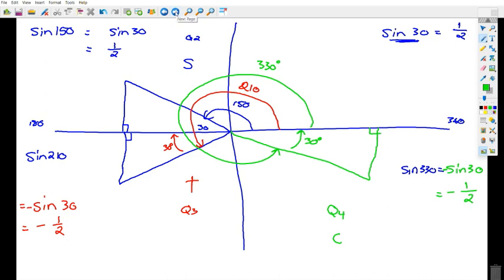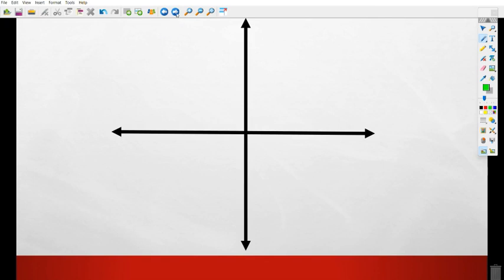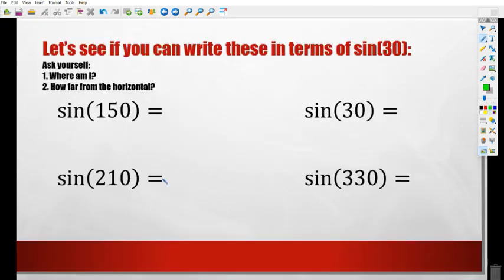I'm not going to do cos, because I think you guys are smart enough to do it. What I want you to quickly do for me is put this into practice without drawing anything. I want you to visualize where you are. Again, I'm going to give it to you: sine of 30 is a half.